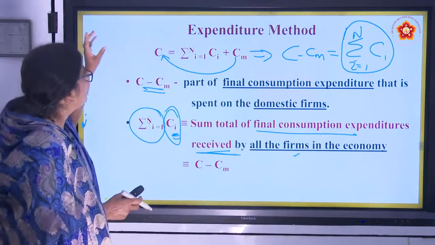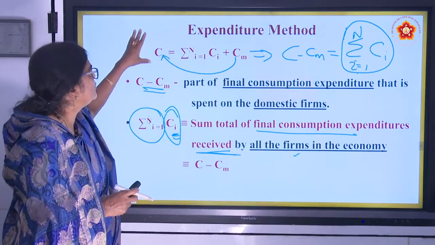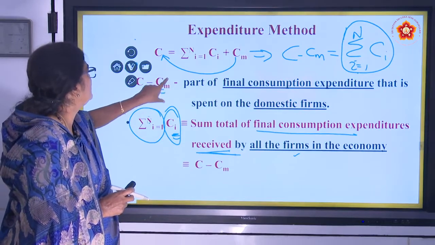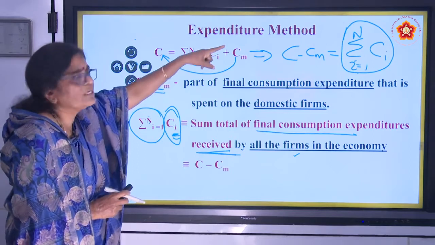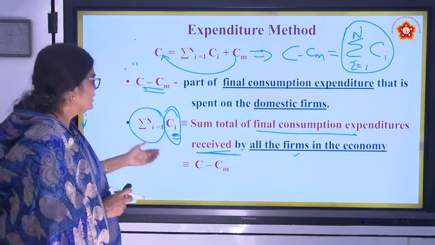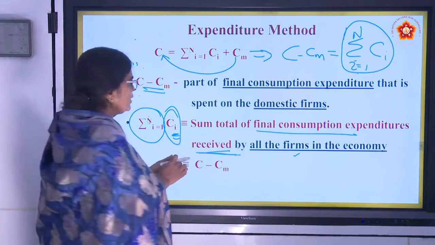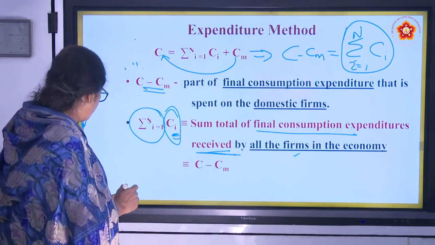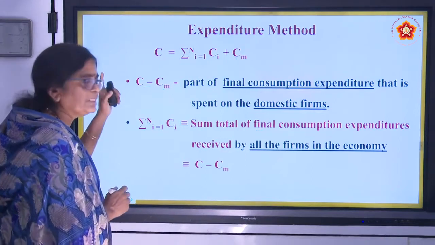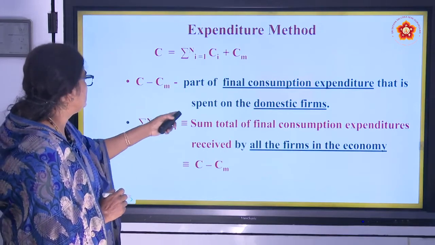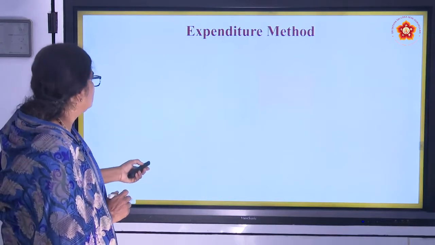Therefore, of the total expenditure capital C, C minus CM gives us the expenditure on the domestic firms. The expenditure on the domestic firms is received as the sum total of expenditures received by all the firms in the economy. I told you, one person's expenditure is another person's income. Here, C minus CM is part of that; I have explained this.